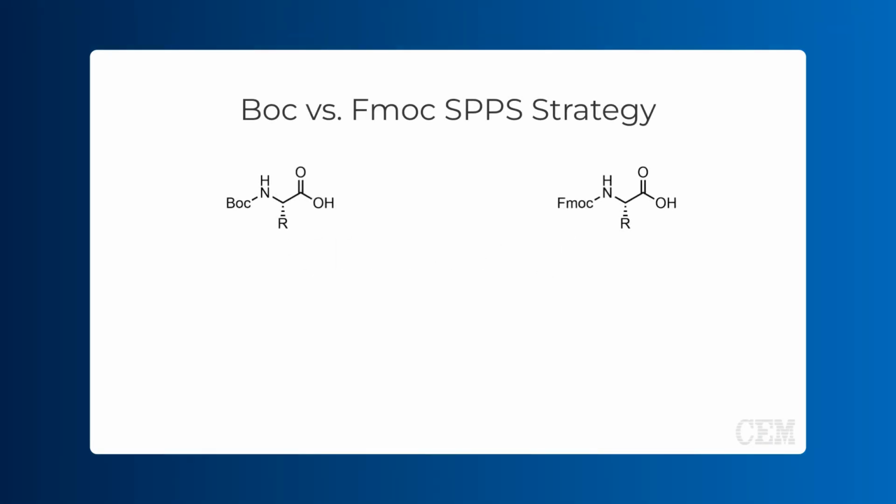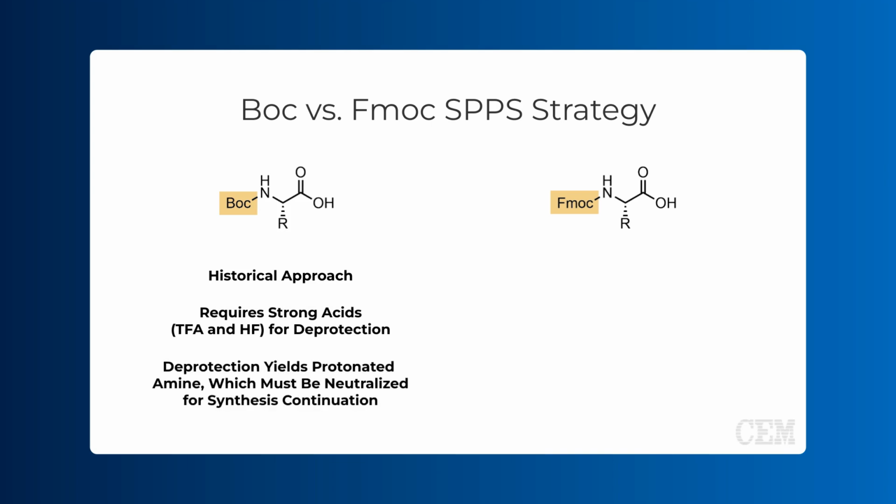In SPPS, the amino group of the amino acid being added is initially protected or blocked for better reaction control. This prevents unwanted side reactions and ensures amino acids are added one at a time in the correct order. Historically, peptide synthesis relied on the Boc strategy, which uses acid-labile protecting groups. Boc chemistry is robust, but deprotection requires strong acids such as TFA or even hydrogen fluoride, which are harsh and hazardous to handle.